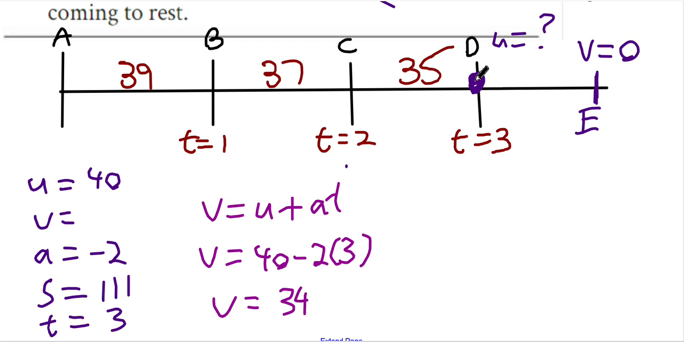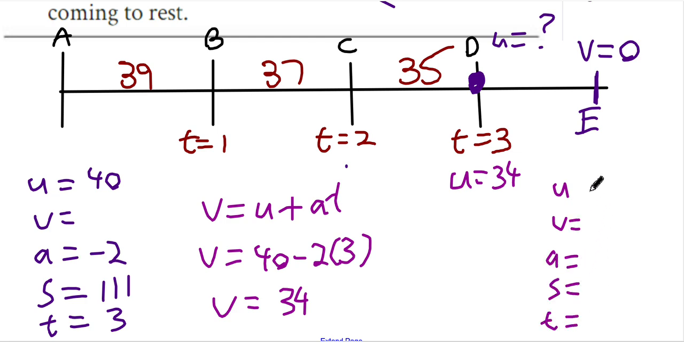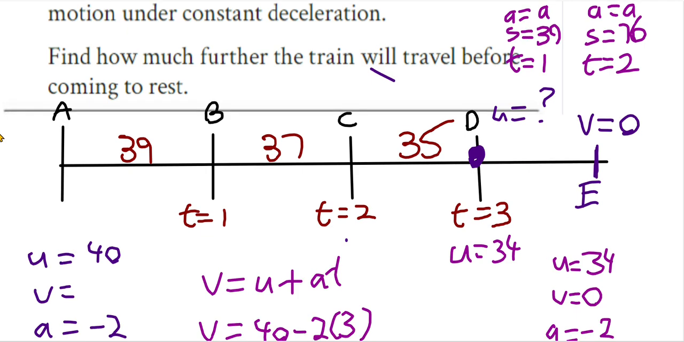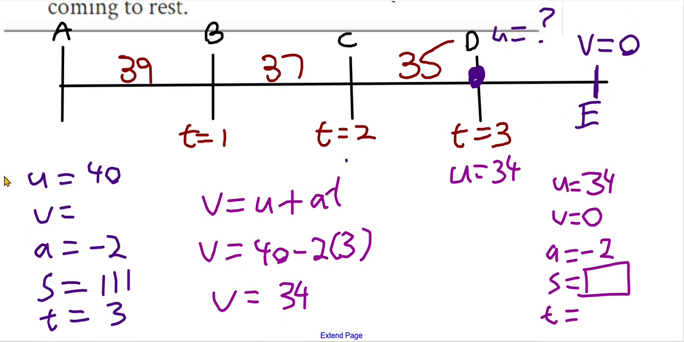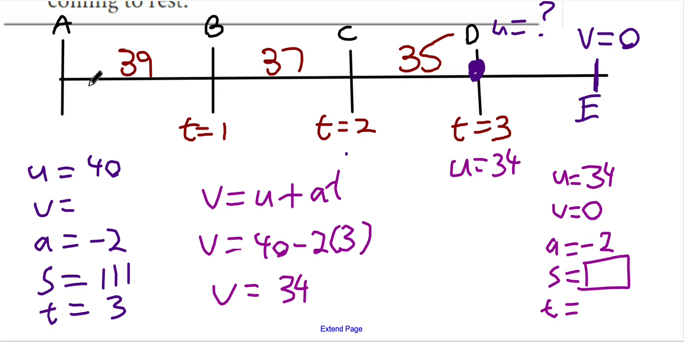34. So that means as you pass the point D, your initial velocity is 34. Now I can use DE. Now I'm using the data set DE. So what happens with DE, guys? What's your initial velocity? 34. What's your final velocity? Your a value? Minus 2. Your s value? Goal of the question, isn't it? Your t value? You don't know. And how much further will the train travel? Further, I assume, how much distance? Would that make sense? So how are you going to do that?